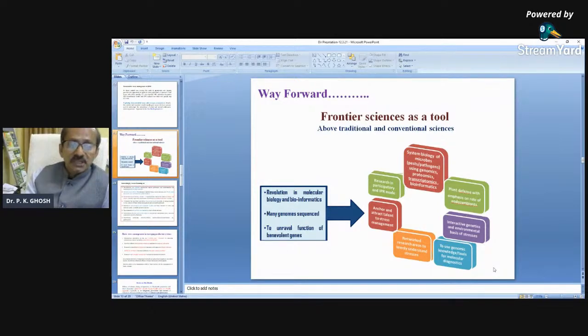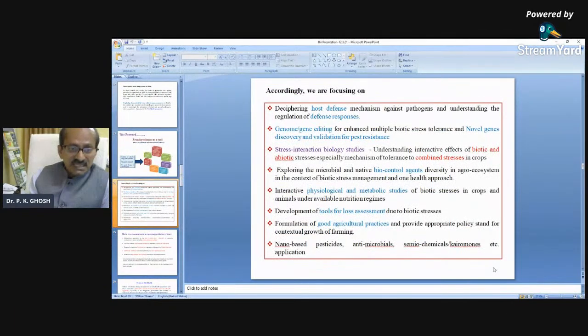This is our expectation, and with this expectation we are working in our Indian condition on deciphering host defense mechanisms against pathogens and understanding the regulation of defense responses. We know that genomics and gene editing is now an emerging area for enhanced multiple biotic stress resistance. Work is going on. Then stress interaction: we always work in isolation, biotic stress and abiotic stress separately. Can we understand how these stresses interact with each other, so that we can arrive at a common management approach if we understand the combined stresses very well?